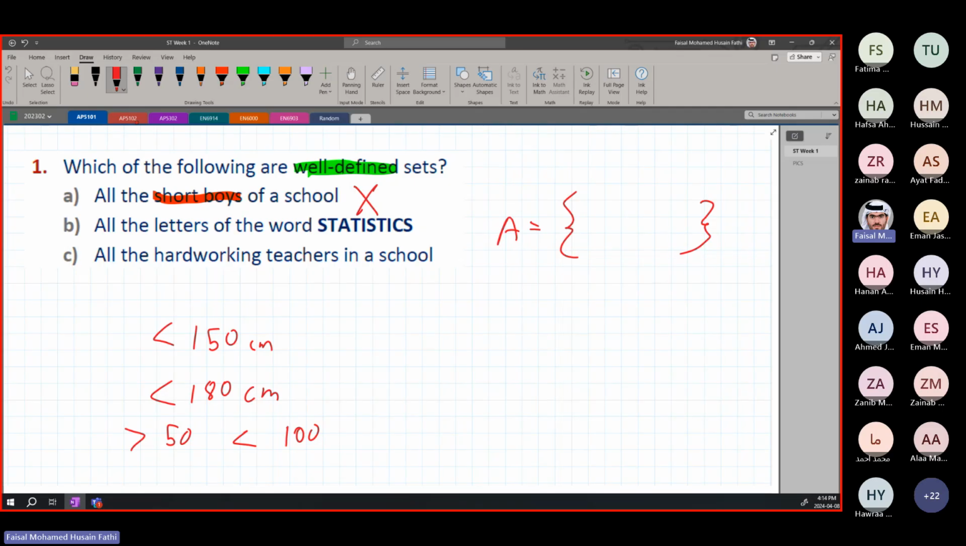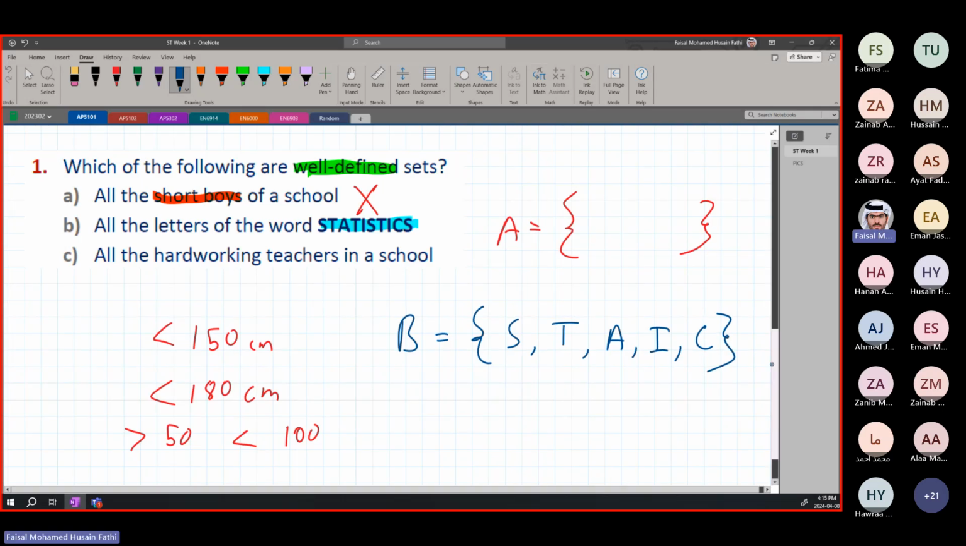All the letters of the word statistics. This is a set because here it is properly defined all the letters that are possible. So if I would want to write this as a set, let's say B is equal to, we have the letter S, we have the letter T, we have the letter A, we have the letter I, and we have the letter C. All right? These 5 letters build up the word statistics. So we can write it in a way that it is a set. Again, the last one says all the hardworking teachers.